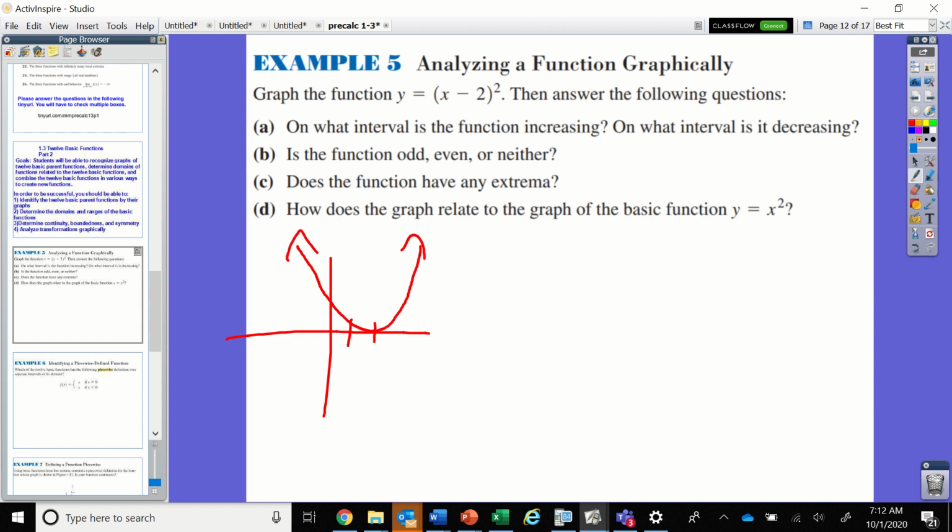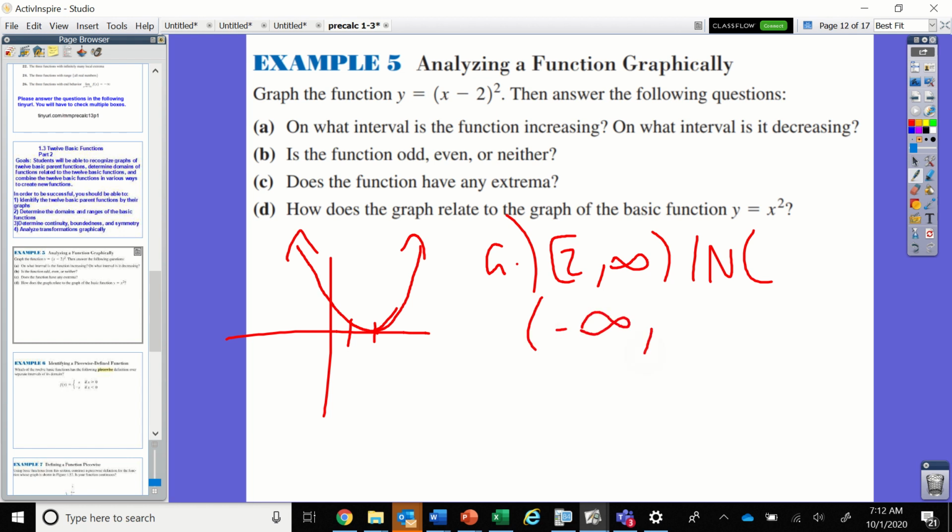And then it says on what interval is the function increasing, and then when is it decreasing. In this case, we are going to be increasing from 2 onto positive infinity. All right, so that's going to be our increasing. And then our decreasing is going to be the opposite. It's going to be from negative infinity to positive 2. That is going to be our decreasing there.